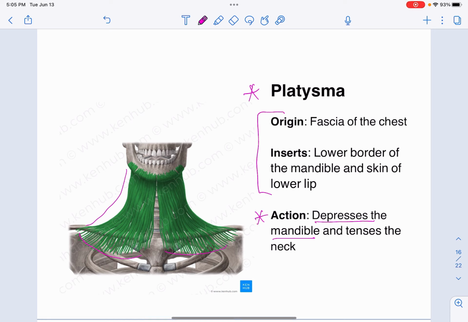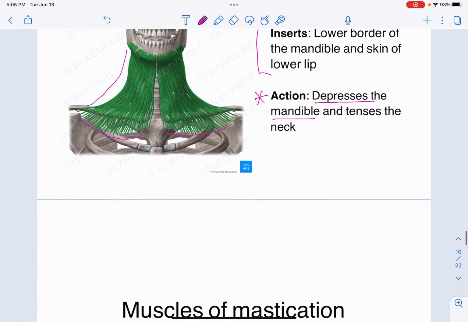So again, the muscle and the action are what's important. Sometimes knowing where they originate and insert is helpful to place where the muscle is on the body, and then you can predict what it would be doing if it contracted. So sometimes that helps you to understand the action.